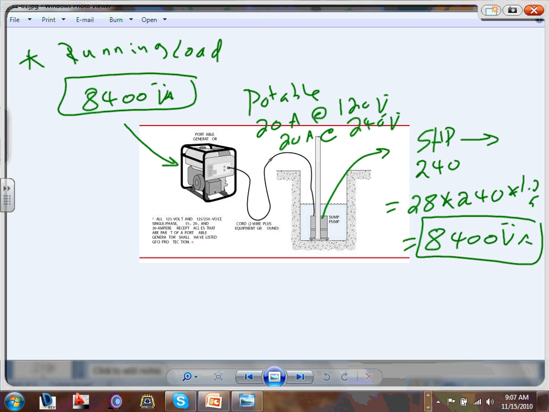If you have another pump, what do you do? Find the volt amp and add it. If you have a couple of lights, add the volt amp of the lights to it and size the generator accordingly, like we size any system. You take the continuous load, multiply by 1.25, and everything else is added to it. Any questions, guys, about running load?